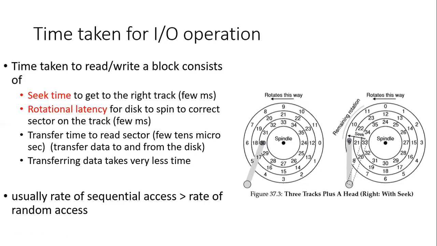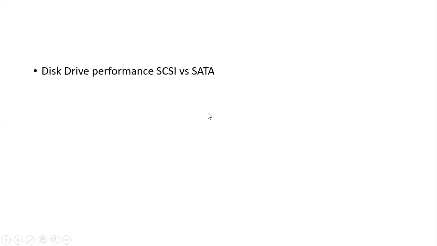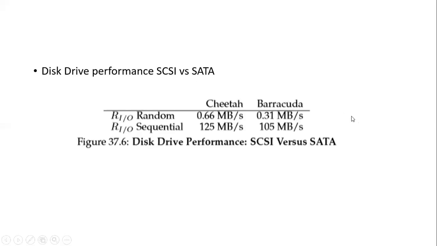But if I want to access the blocks or records 30, 31, 32, 33, or 20, 21, 22, 23, that is sequential access, so of course it requires less time. Here a small example is given, with two types. If it is random access, it requires 0.6 MB per second, and if you are using sequential access, it requires 125 MB per second. That is a huge difference.